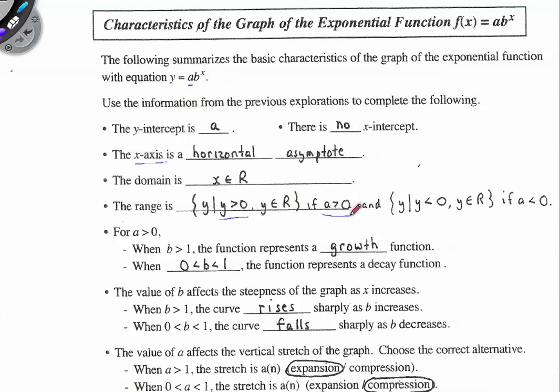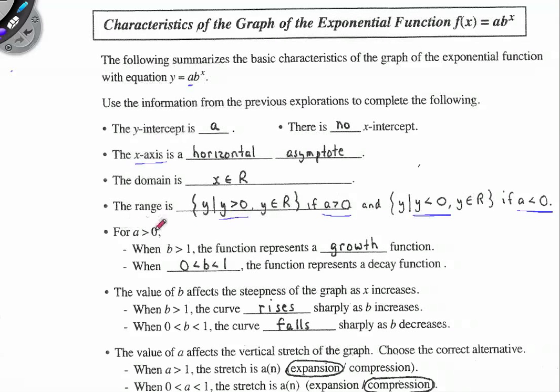As long as a is greater than 0. And if a is negative, if a is less than 0, remember that's the multiplier, if you think of translations, all the y's become negative, it would be a reflection in the x-axis. So if that happens, all the y's would change sign, and our range would change from y greater than 0 to y less than 0.